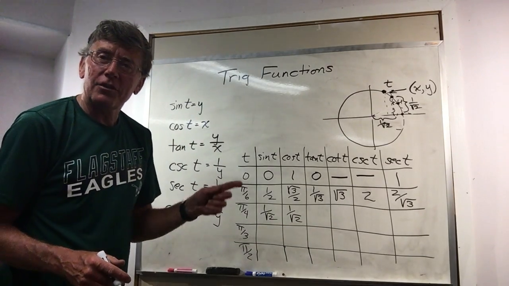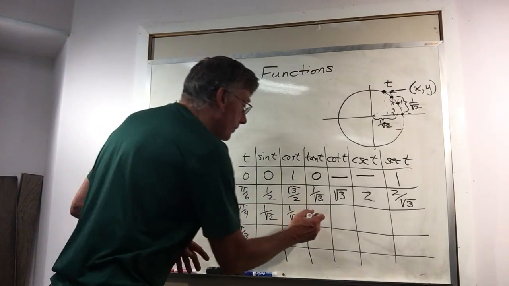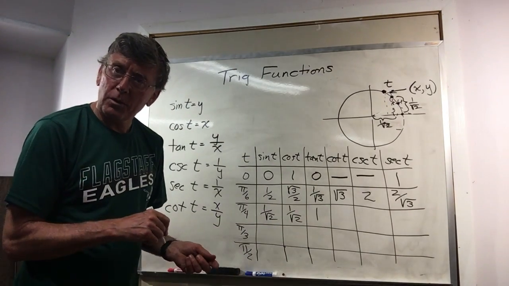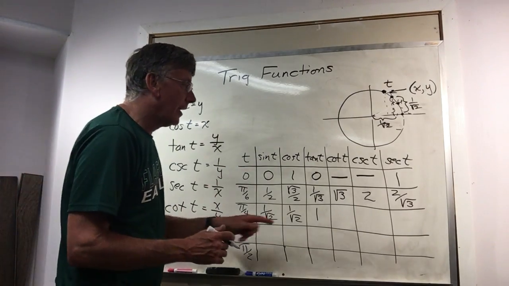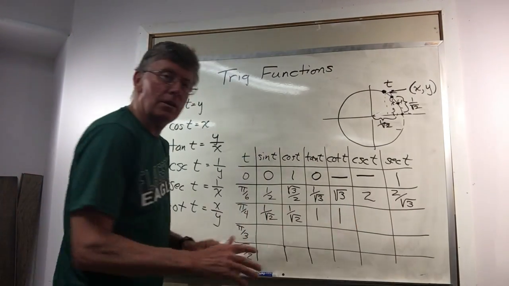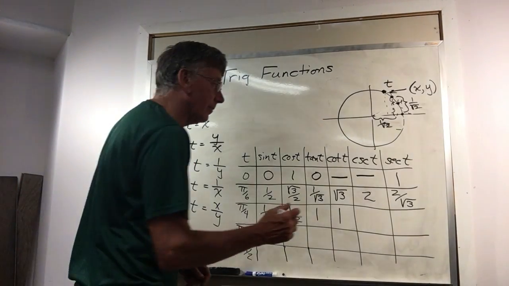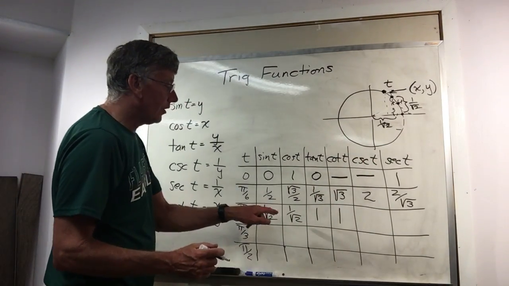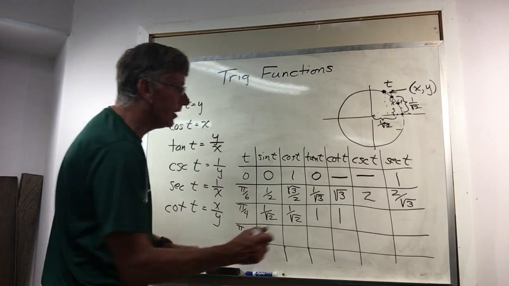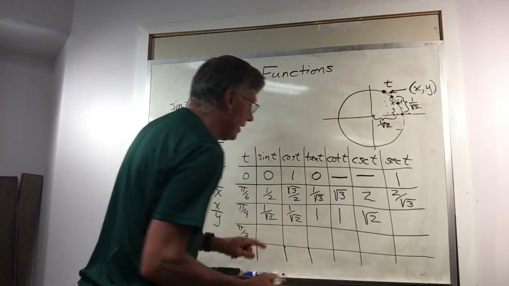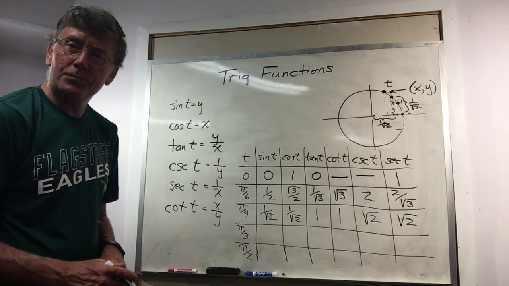Because of the very same value, y over x is going to be 1. Verify that. 1 over the square root of 2 divided by 1 over the square root of 2, it's 1. Same with my cotangent. It's the same fraction. Cosecant is going to be the flip of the sine, which is going to be the square root of 2, and the secant is also going to be the square root of 2.